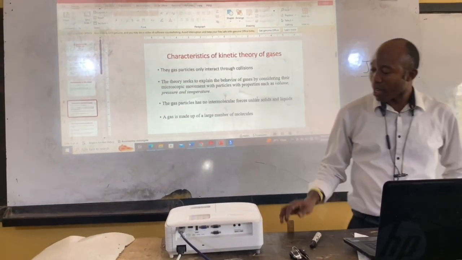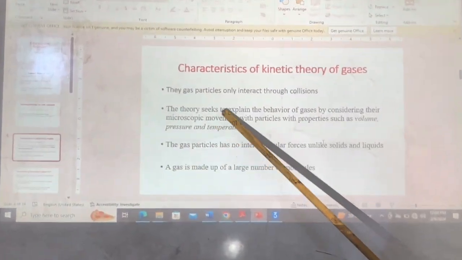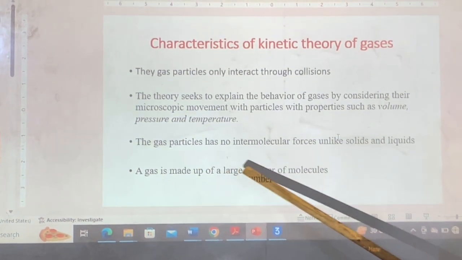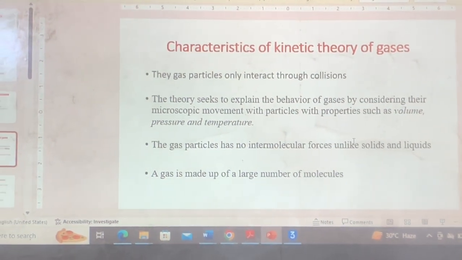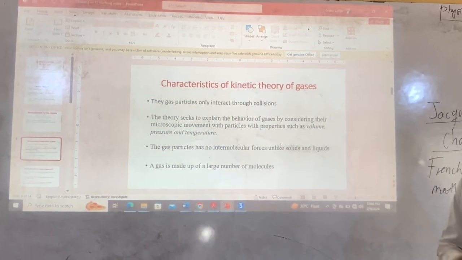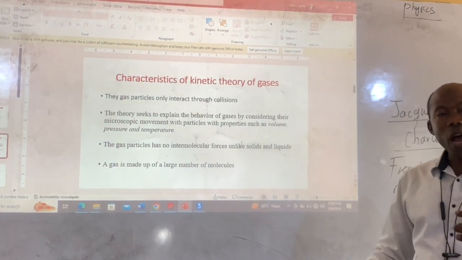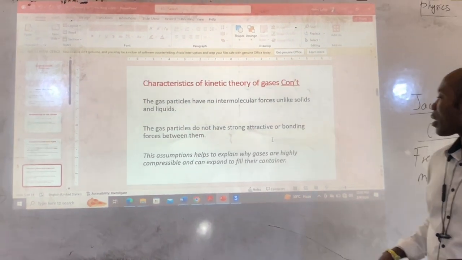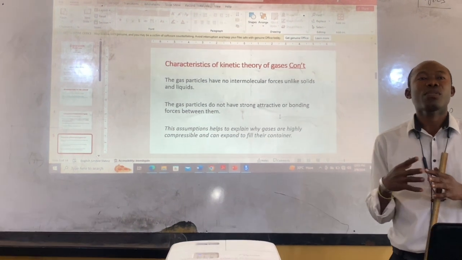Now let's look at the ideal gas. This is the characteristic we learned about last week. The particles interact, there is collision between them, and there are no intermolecular forces holding the gas particles together. We also learned that the kinetic theory of gas seeks to explain the behavior of gases in general with respect to volume, pressure, and what? Temperature.